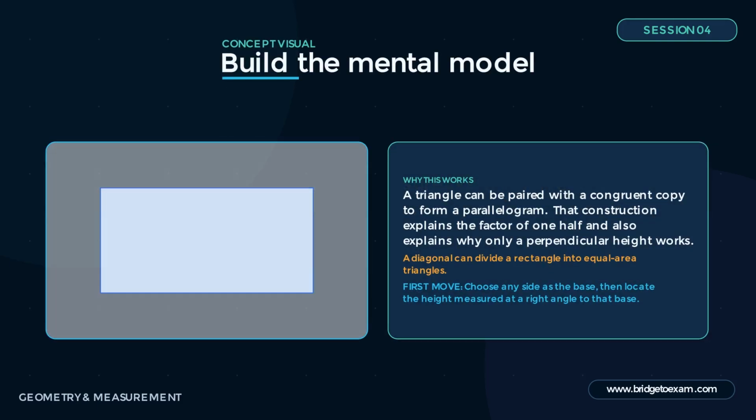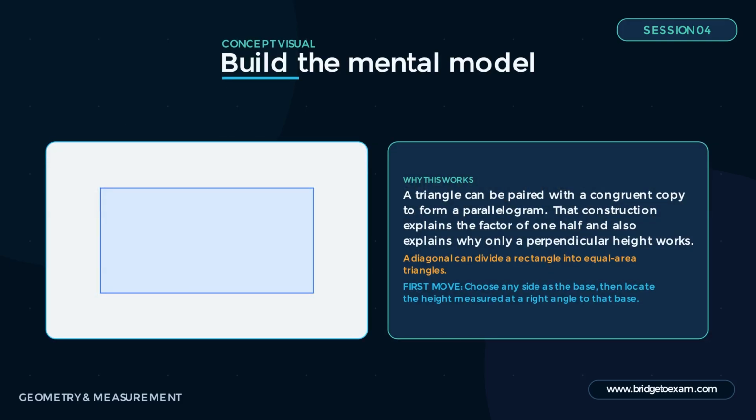Start with the concept visual. A diagonal can divide a rectangle into equal area triangles. The perpendicular height idea transfers to other shapes. Read every label as evidence about what is known, what is unknown, and which measurements actually belong in the model.